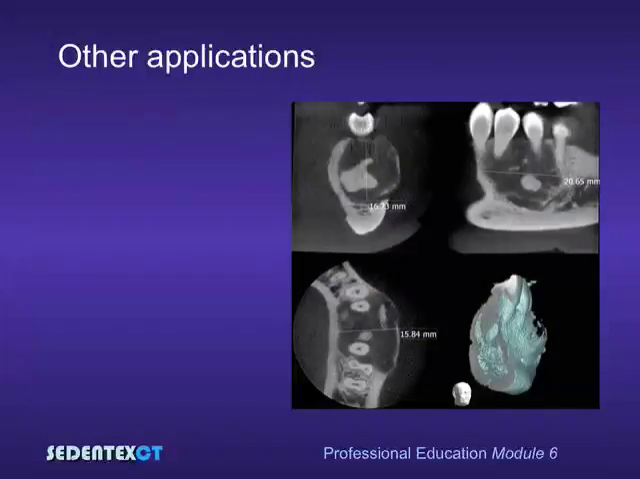Here we see an odontogenic tumour of the mandible in a child. Again, we are getting a good illustration of the relationships of the lesion with the adjacent teeth, which may be important if the lesion is going to be surgically treated, as here, and also the relationships of the lesion with the mental foramen and the inferior alveolar canal.